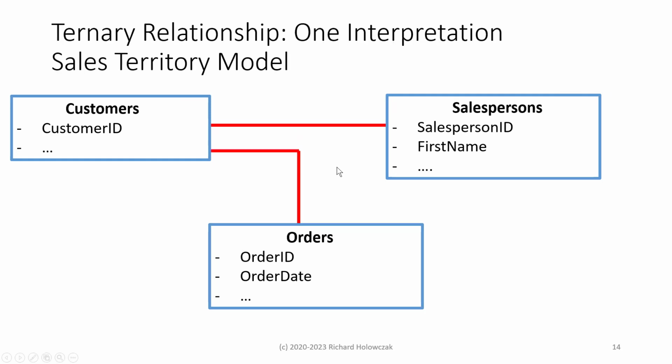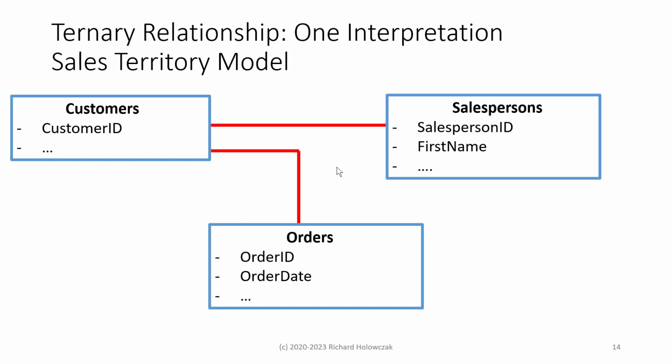The first is what I would call the sales territory model. In a sales territory model, salespersons are assigned to customers. For example, you may be the Northeast salesperson for a pharmaceutical company. That means that any of your customers who happen to have offices in the Northeast of the United States, they're automatically assigned to you as their salesperson.